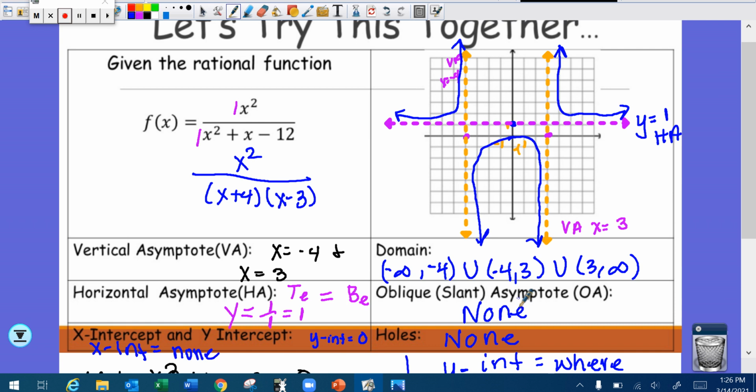All right. And then our range would be from -infinity to 1, and then pick up a union from 1 to positive infinity. And we're not going to focus too much on the range with these.